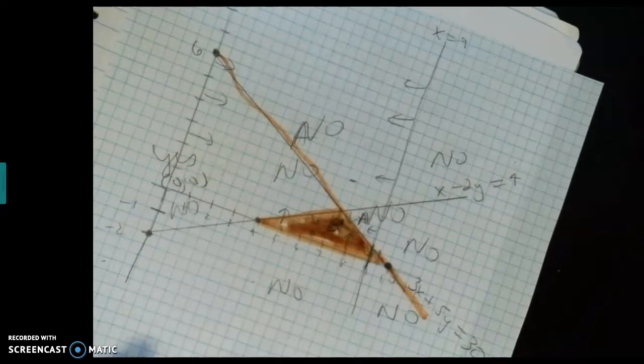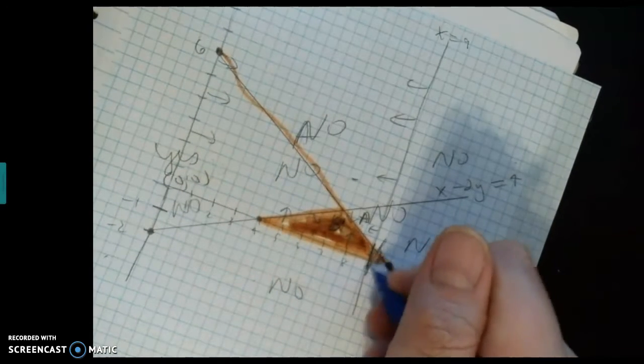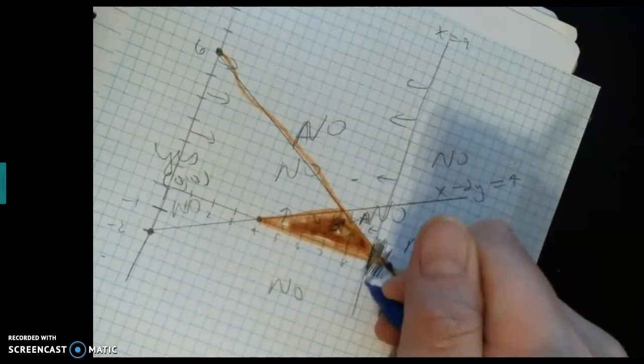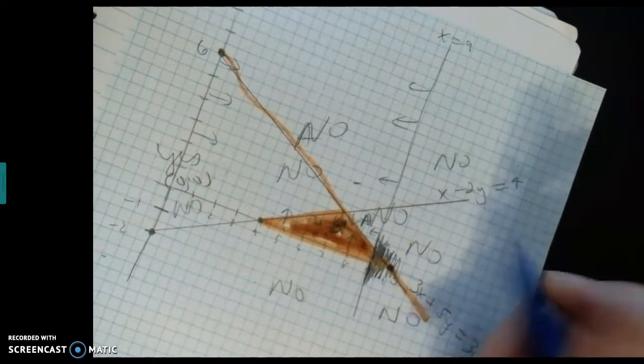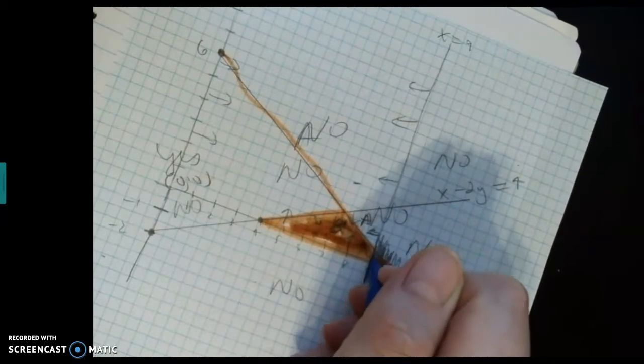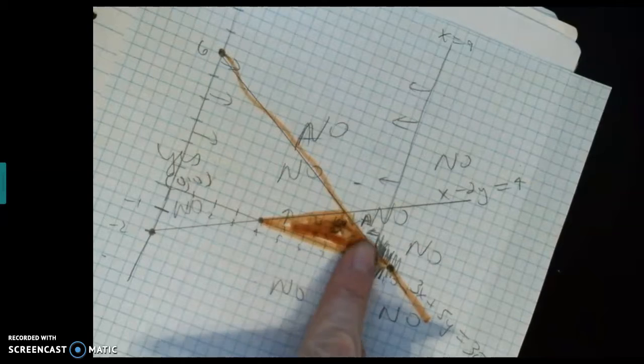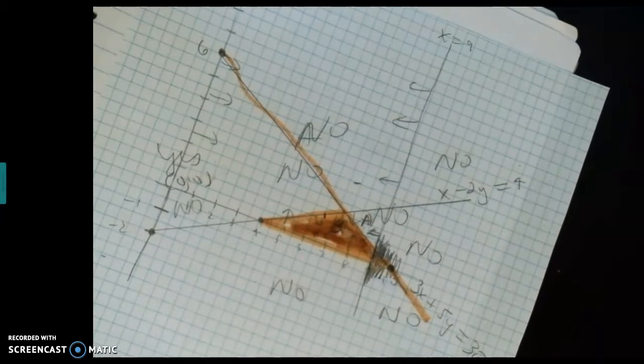So that quadrilateral is my answer. This is not part of it. No, no, no. Because, okay, this is the cutoff right there, so everything has to be inside that line. So this region right there, that's my feasibility region.